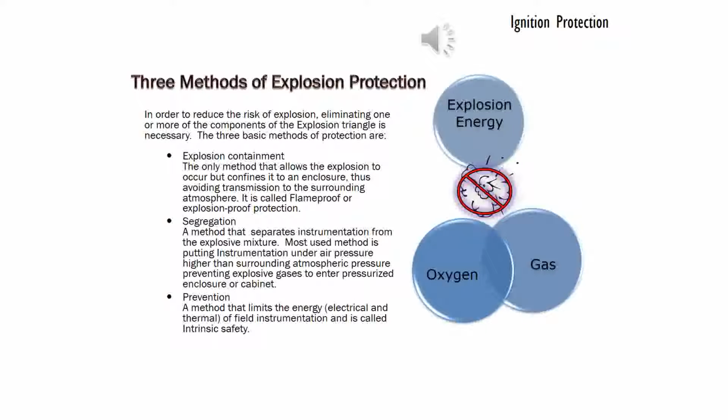Segregation, a method that separates instrumentation from the explosive mixture. Most used method is putting instrumentation under air pressure higher than surrounding atmospheric pressure, preventing explosive gases to enter pressurized enclosure or cabinet. Prevention, a method that limits the energy, electrical and thermal, of field instrumentation. It is called intrinsic safety.